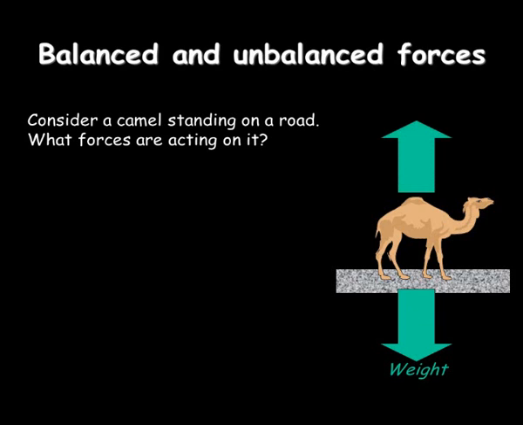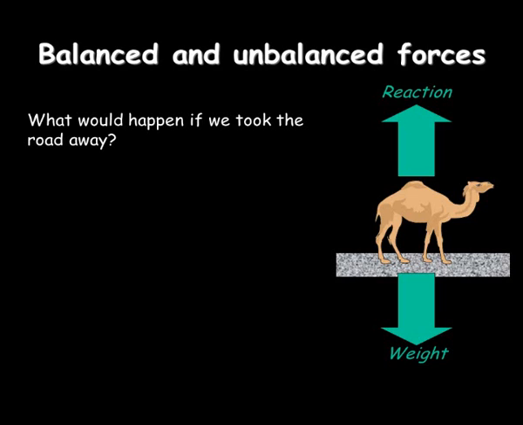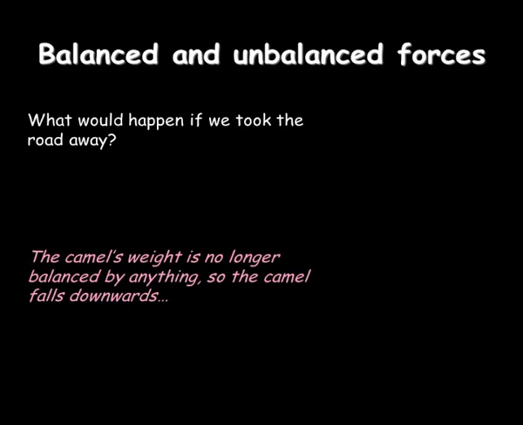It would fall down if it wasn't for the road pushing back, a reaction, which is a force which acts in exactly the opposite direction with the same force, meaning the camel stays still. What would happen then if the road was taken away, if that reaction wasn't there? Well, the camel would fall downwards. It would free fall downwards because there's nothing to stop it falling.